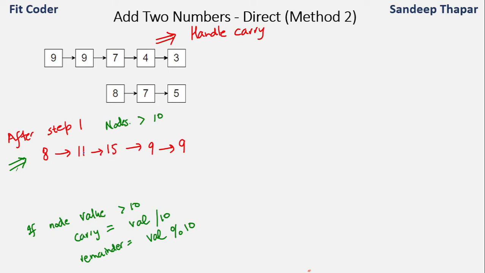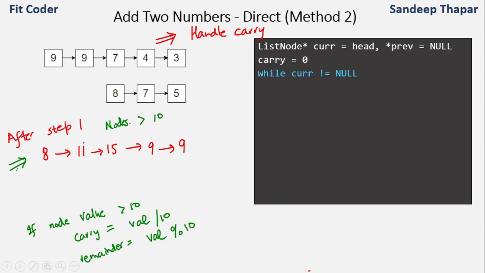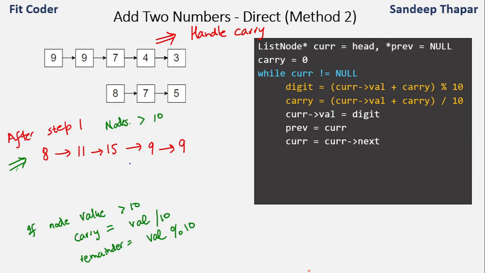So how we'll take care of this carry is, let's take two pointers, current and previous. So this is our current and previous is null. So we'll traverse the entire linked list and at each position we check the carry. So initially carry is 0. We come inside this while loop. So current is not equal to null because current is pointing to head, which is 8.